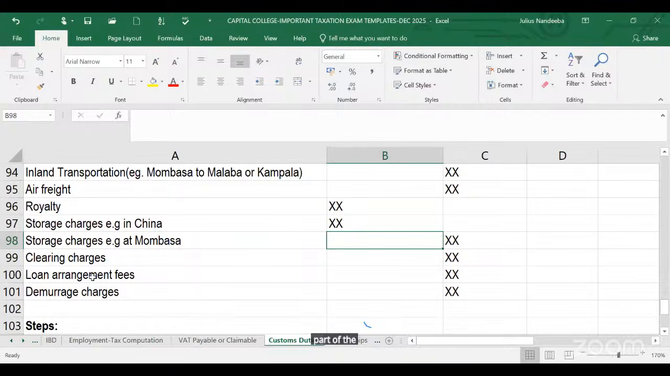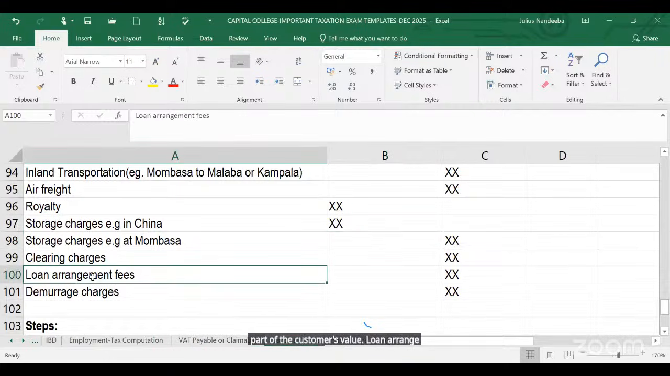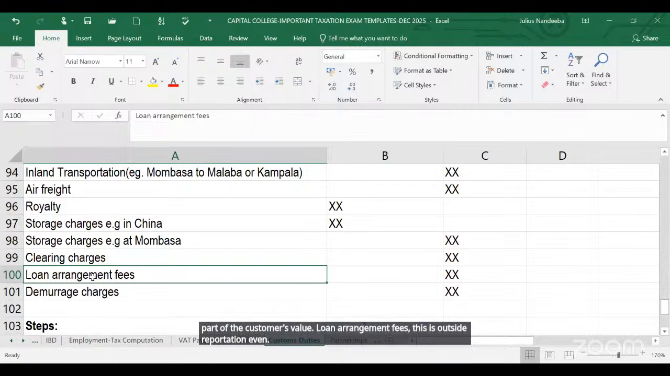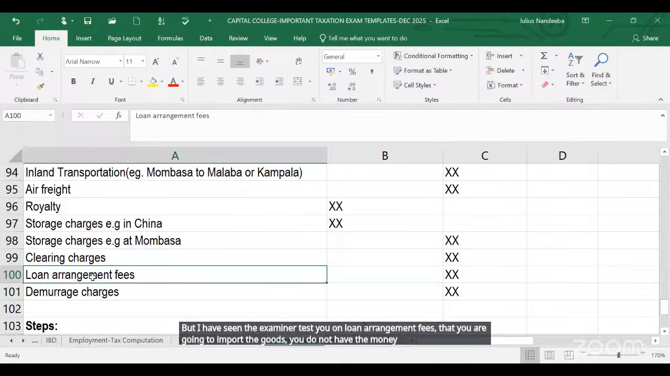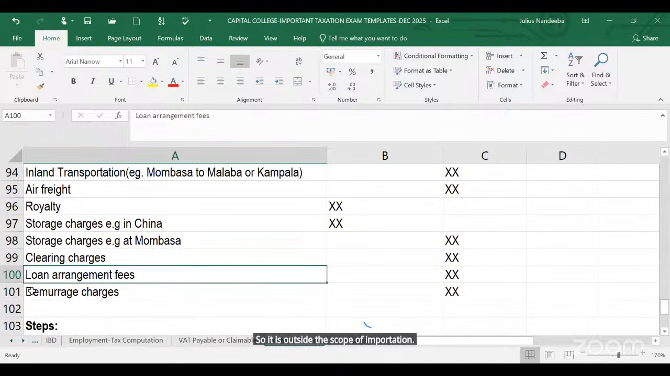Loan arrangement fees, this is outside the importation even. But I have seen the examiner test you on loan arrangement fees, that you are going to import the goods, you did not have the money, you had to process the loan, and therefore you incurred fees. That cannot be part of the importation. So it is outside the scope of importation. Demurrage fees. Demurrage fees is the cost you incur at the port of Mombasa or Dar es Salaam because you delayed to clear your goods. So it can't be part of the customs value.